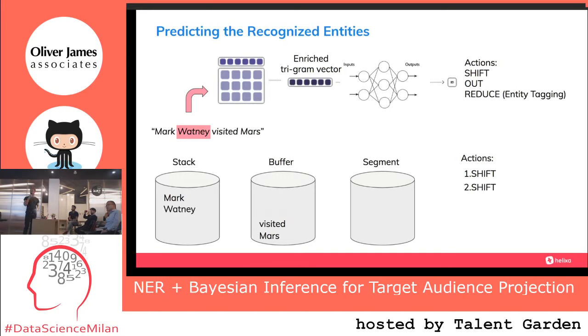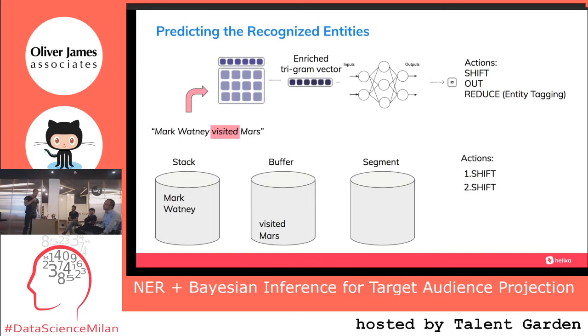We go ahead with Whitney, and we again get its own trigger matrix with the new vector of attention, and we predict shift. That means we move also the surname onto the stack. We update again the attention vector, and we go to visited. So we pass the sentence in sequence.